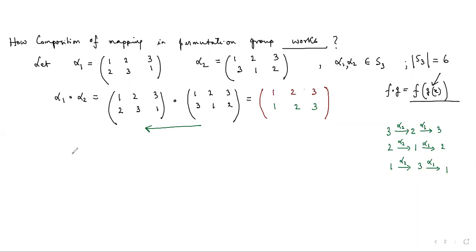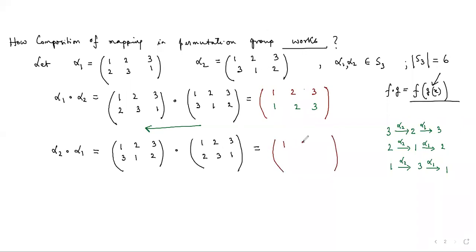Next, let us look at what happens when we find alpha 2 dot alpha 1. In this case, we are going to write alpha 2 first on the left hand side and alpha 1 on the right hand side, 1, 2, 3 and 2, 3, 1. As before, we are going to find what happens over here. Remember that the movement of the operation is always from right to left. Now I'm going to find what happens for this.